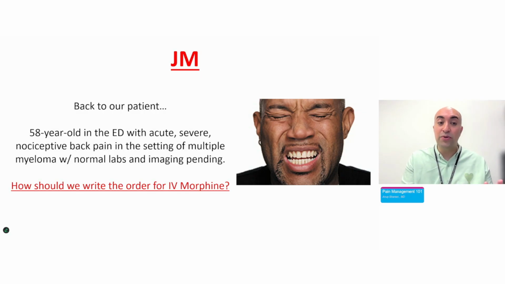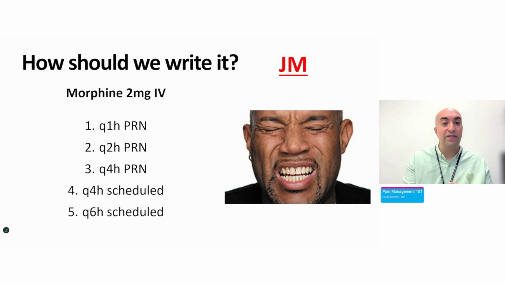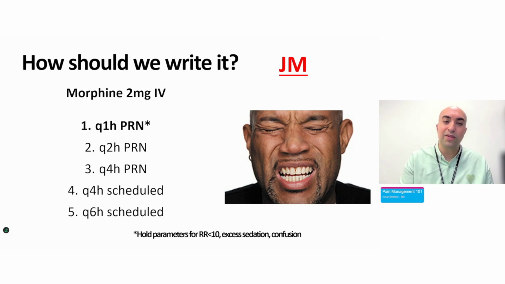All right, so what are we going to do in terms of how to write this order for him overall? Take 15 seconds to think about, knowing that he's going to get IV 2 milligrams of morphine. How would we write it? Right. So Q1 PRN, because we talked about the peak effect being 8 to 15 minutes, and we could give it that often. But in this case, most likely it'll be ordered Q1 PRN.